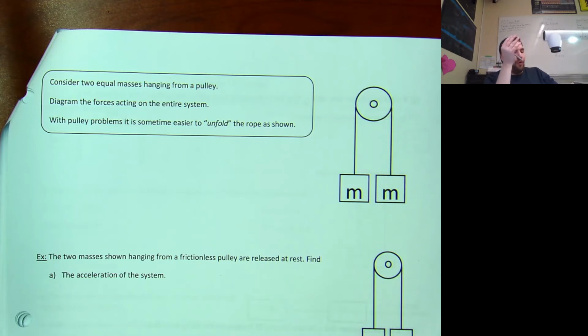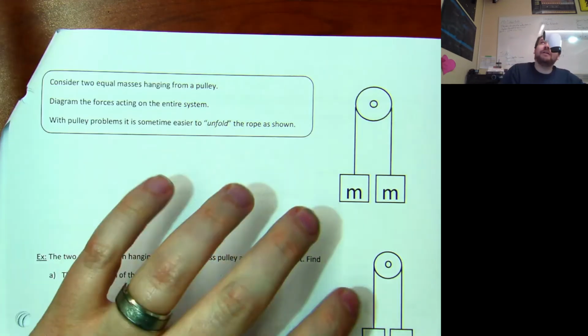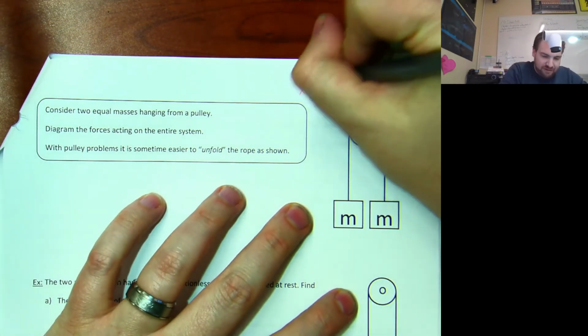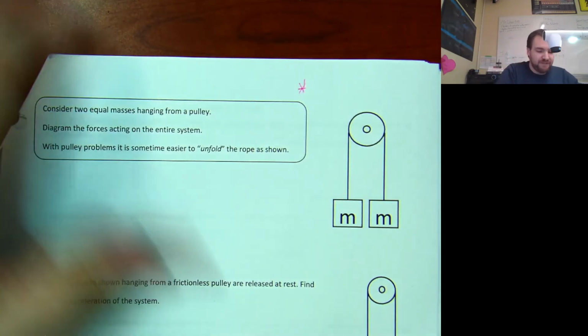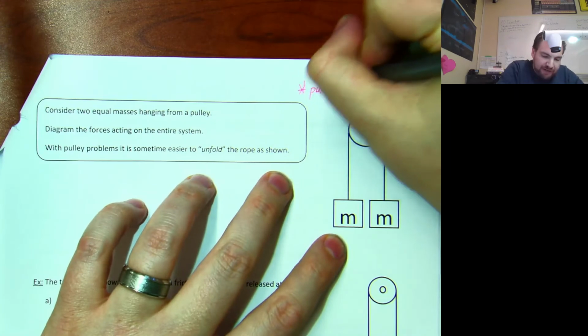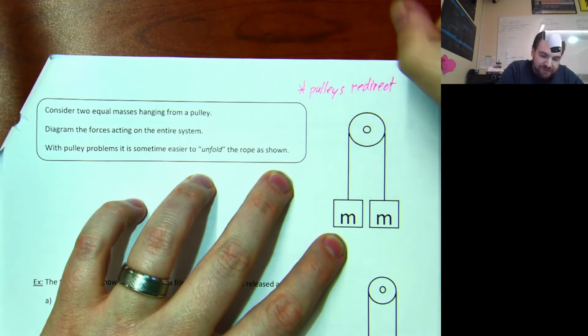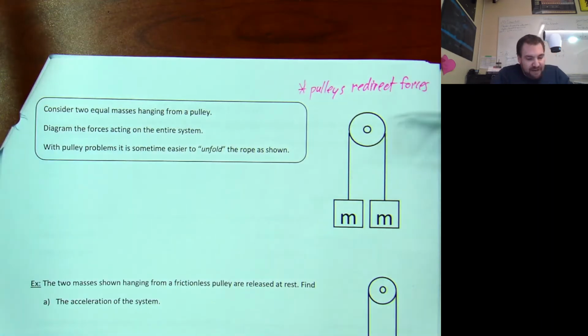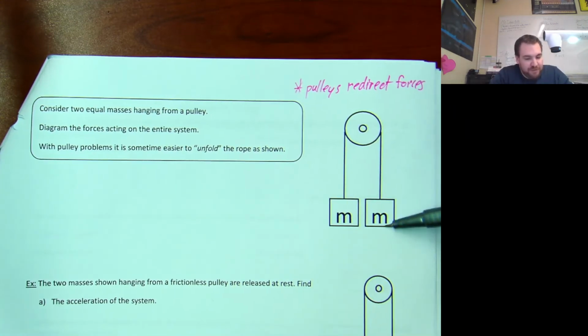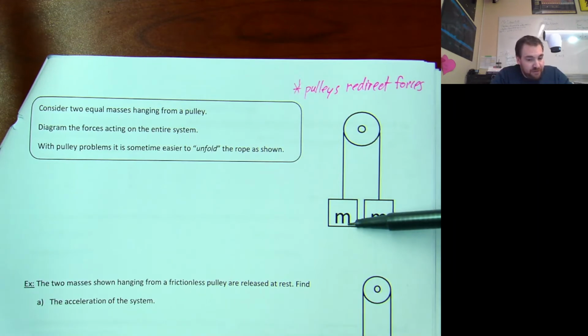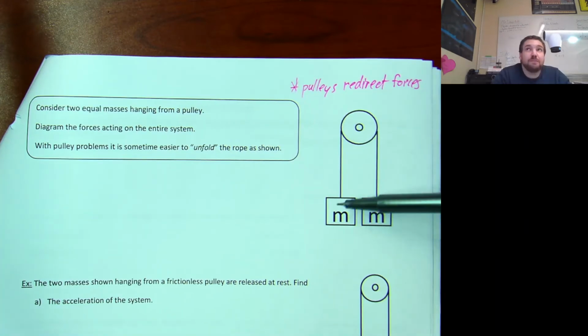Effectively, yeah. So in the simplest terms, the purpose of a pulley is to redirect forces. Because if I pull down on this block, what's this block going to do? It's going to go up. Why? Because the pulley is allowing me to redirect the force that I'm applying here. A downward force here is going to cause this block to go up.